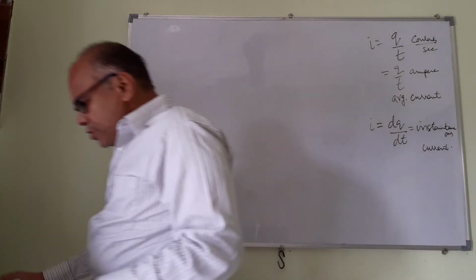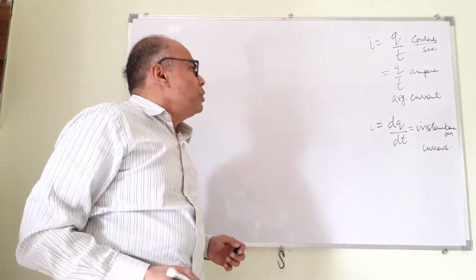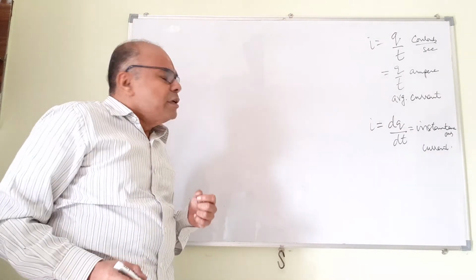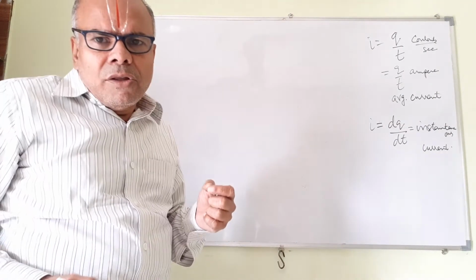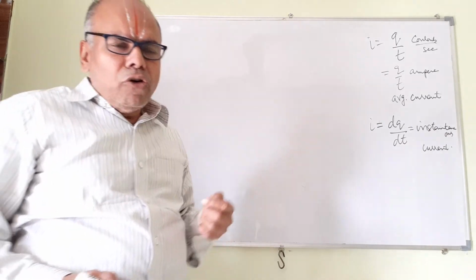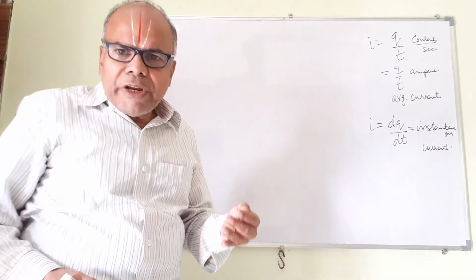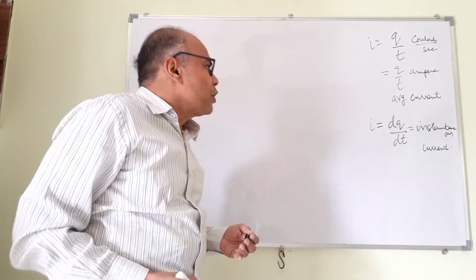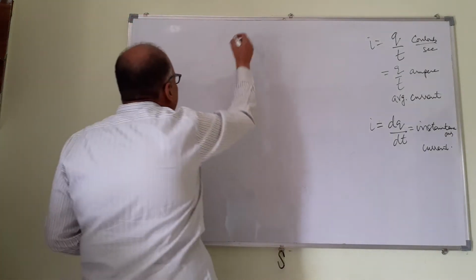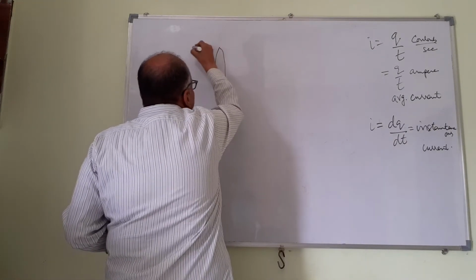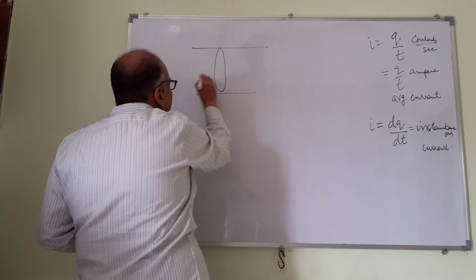Now the next important thing we would like to see and ask is, current has got a direction. So is it a vector? We know all quantities which have a magnitude and a direction are called as vectors. So is current a vector? Well, it may seem so that it is a vector, because if you take an area like that, current is flowing from left to right.